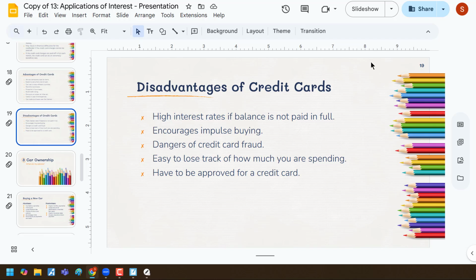Disadvantages of credit cards. High interest rates if balance is not paid in full. Encourages impulse buying. Dangers of credit card fraud. Easy to lose track of how much money you are spending. And you have to be approved for a credit card. So not everyone can have a credit card. You have to be approved.